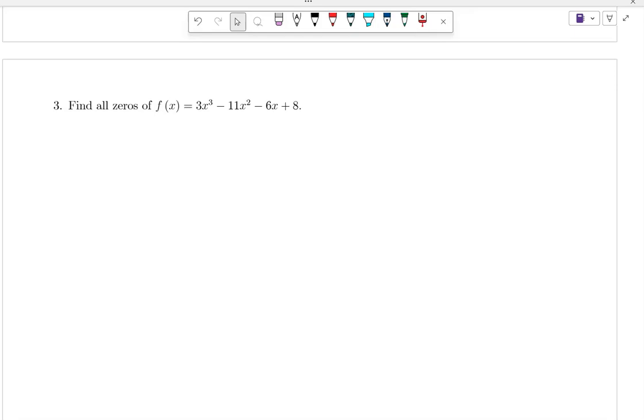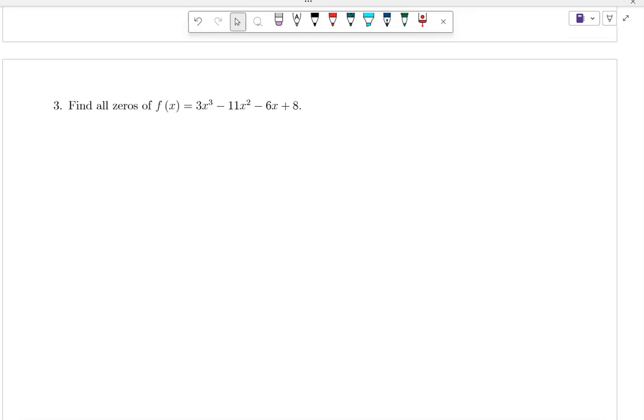How are we supposed to tell which of these numbers are the factors of the numerator or the denominator? It's always the factors of the constant over the factors of the leading coefficient. Yep. Okay. So finding zeros, typically we try to factor, right?